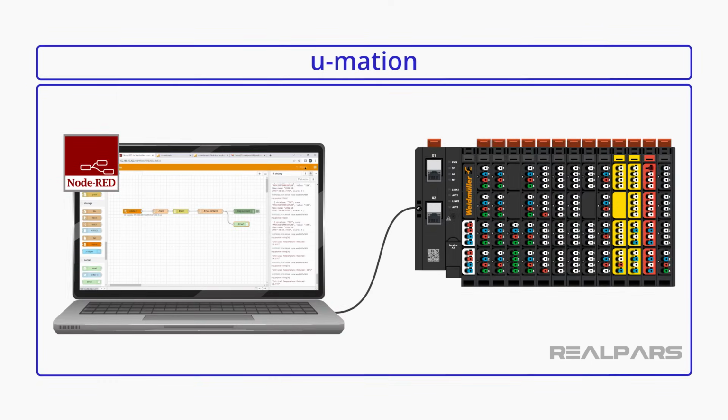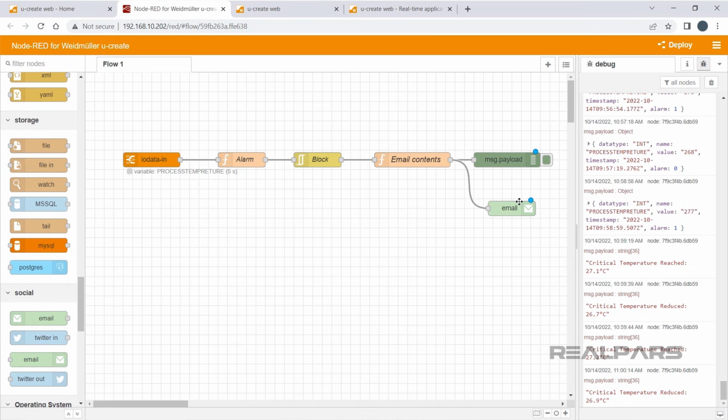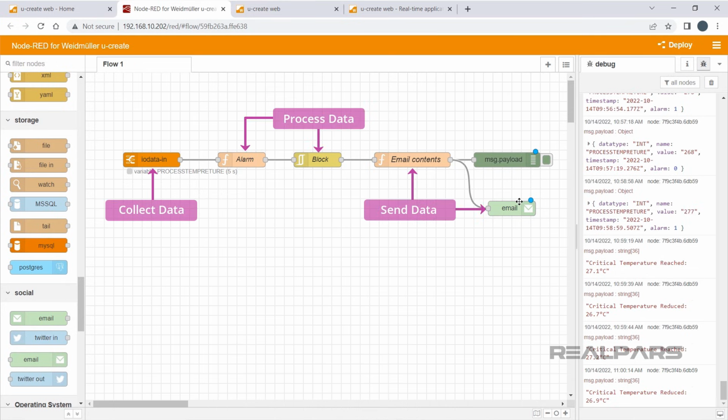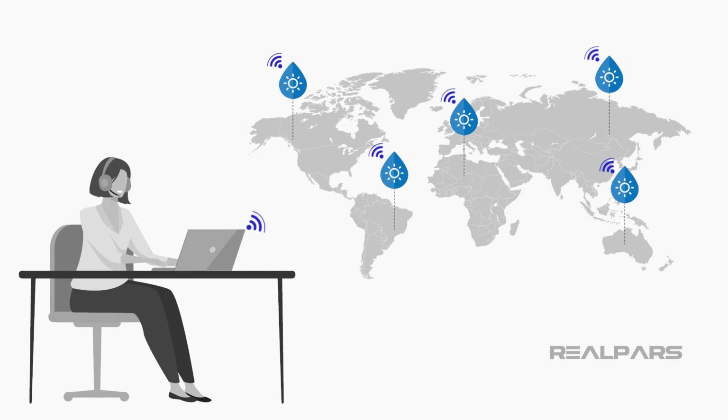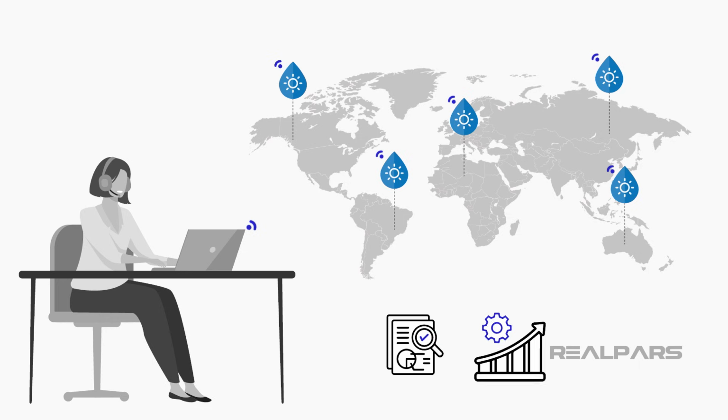In this quick demonstration, I've shown you how easy it is to build sophisticated industrial IoT applications using the u-mation platform and Node-RED. Node-RED makes it easy to collect, process, and send data from hardware devices over the Internet. Many companies, including Boreal Light, are using u-mation and Node-RED to retrieve data from machines deployed around the world. The data retrieved from these machines allows engineers based at the company headquarters to analyze and optimize the performance of the machines remotely, leading to higher productivity and reduced costs.